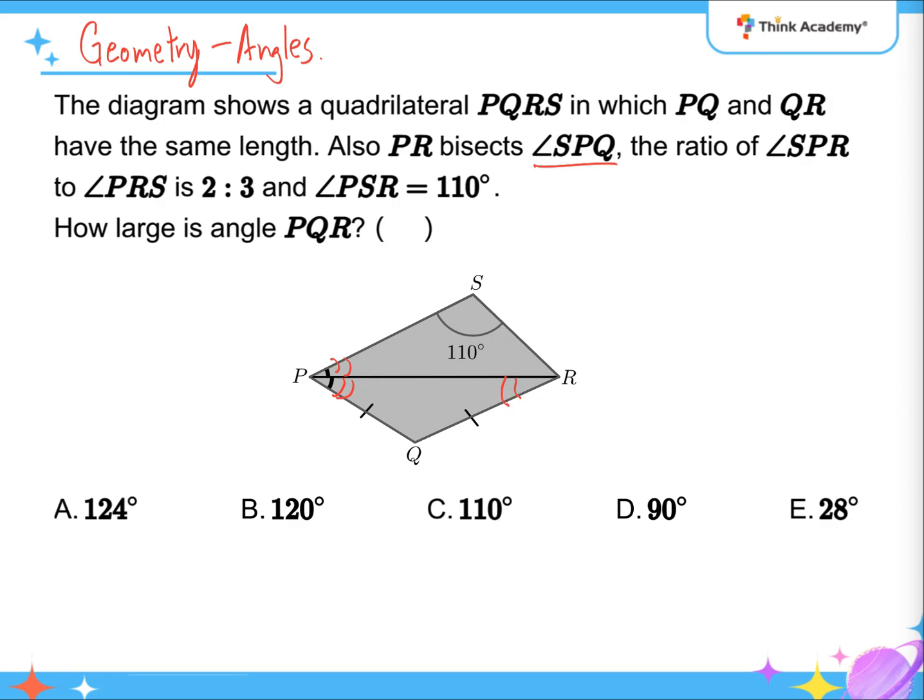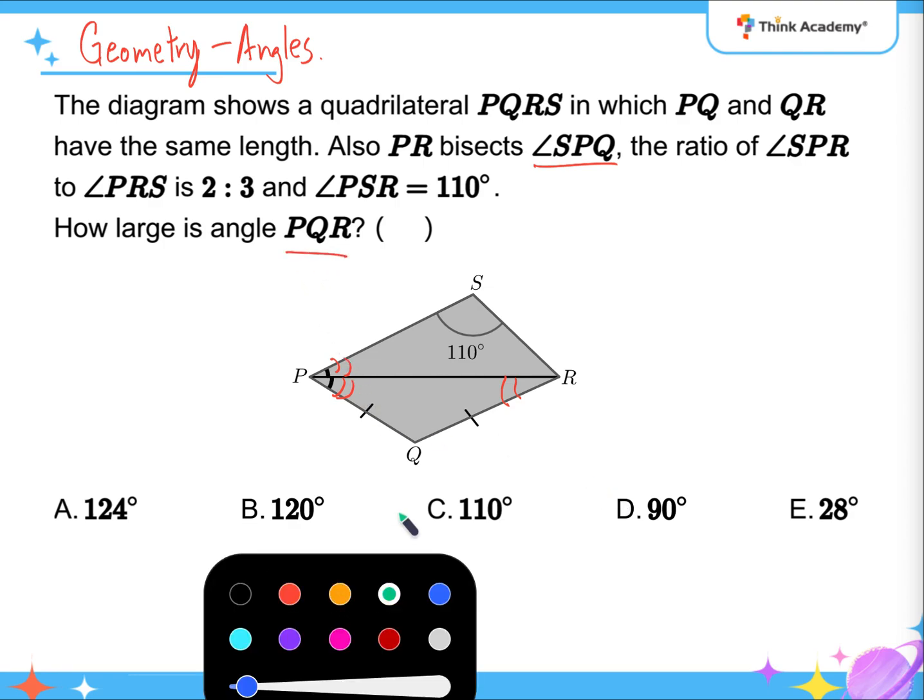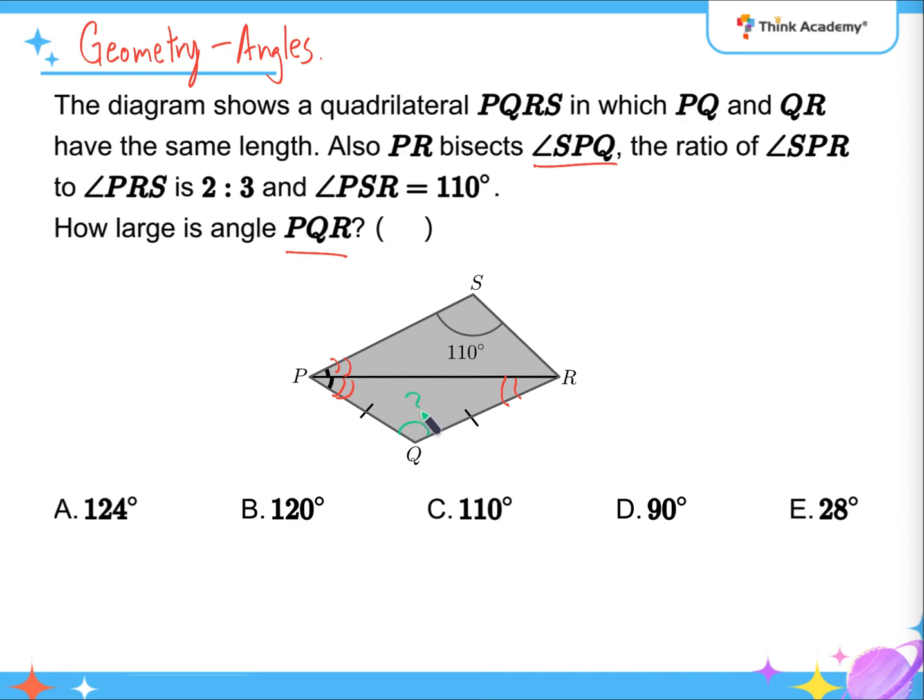Now, three of the angles are the same in this question, and we're looking for the angle PQR. That's what we're looking for. Okay, so I'm going to put a question mark there. The other thing we know is that the ratio of angle SPR to PRS, which is that angle, is going to be 2 to 3. So I have pretty sufficient conditions already.